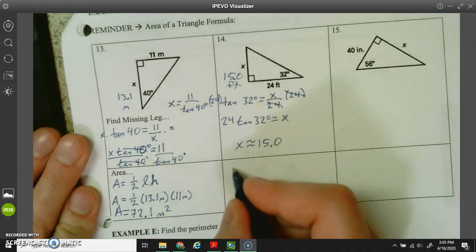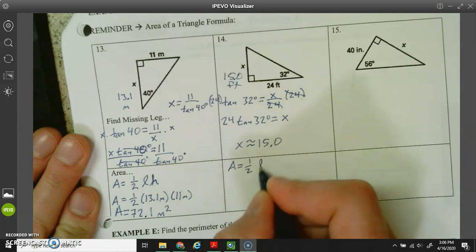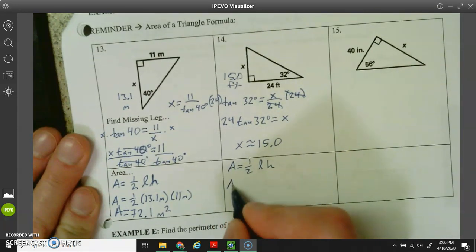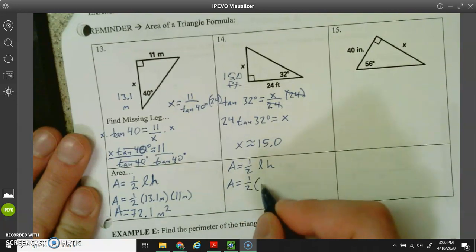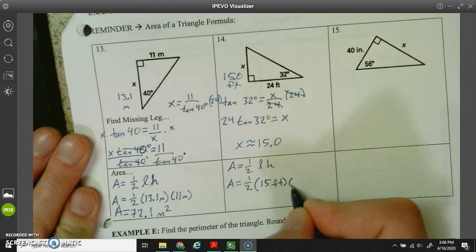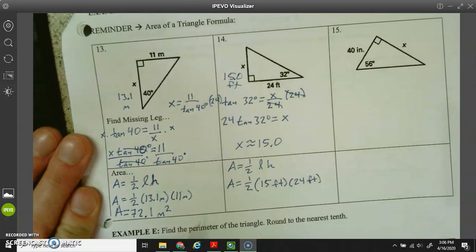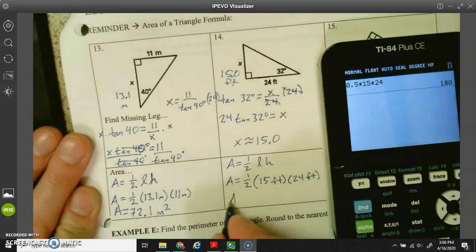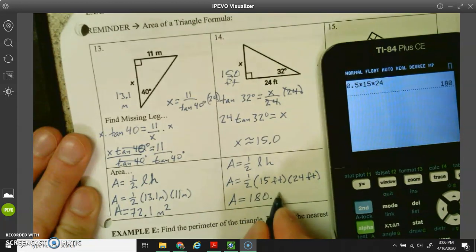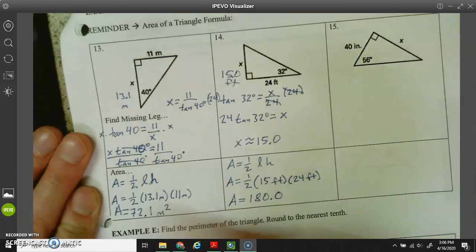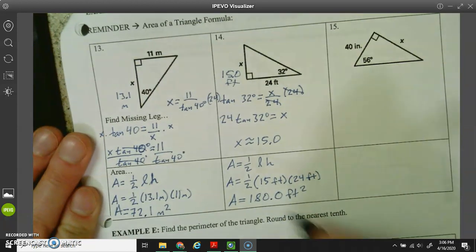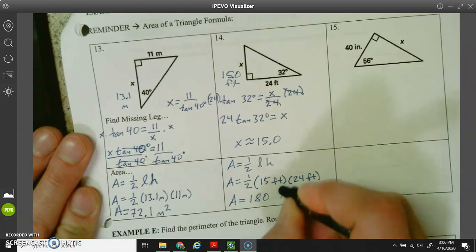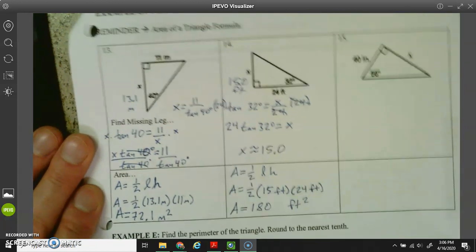So now when we do our area formula, area equals 1/2 times length times height. So I have 1/2 times 15 feet times 24 feet. So I'm going to do 1/2 times length times height, and I get 180. Let me go ahead and do 0.0. We rounded earlier. We're going to keep that feet squared. If you didn't have the 0.0, I would accept that. That would be fine too.